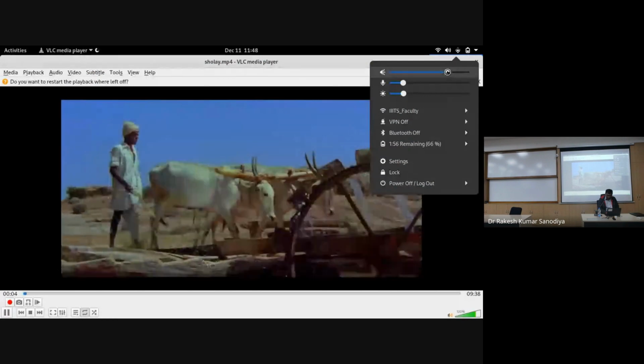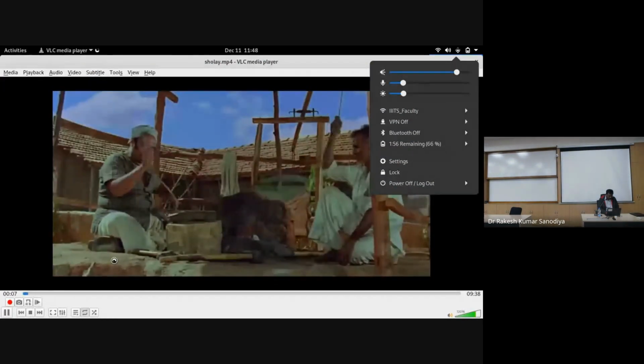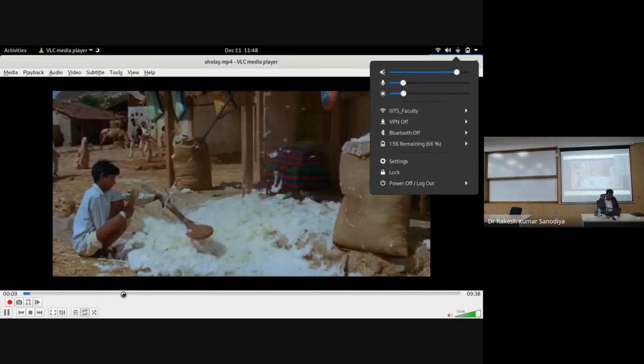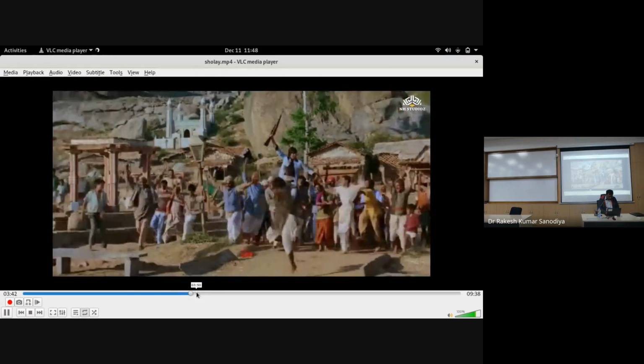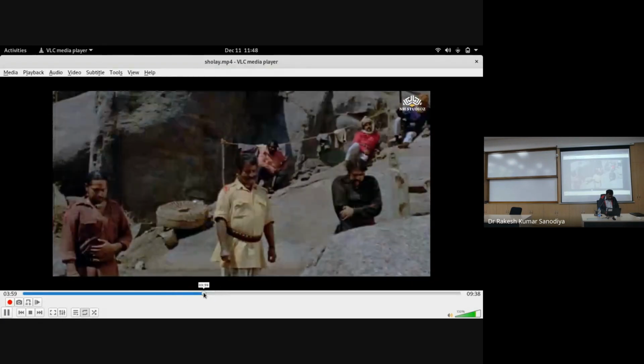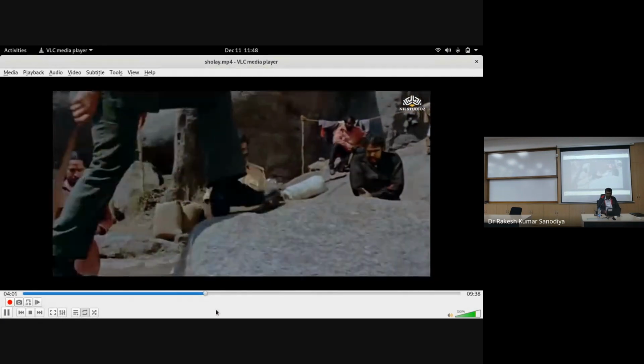If you watch this famous Ramesh Sippy movie, remember which this is? This is Sholay. Yeah, this is that famous scene.